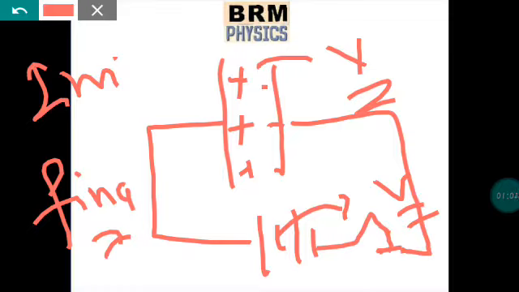Initially the charge on the plate is 0 and the potential difference is 0. In the final stage, the charge on the plate is maximum. Suppose we denote it by positive Q on one plate and negative Q on the other plate. So capital Q is the symbol here for maximum charge.